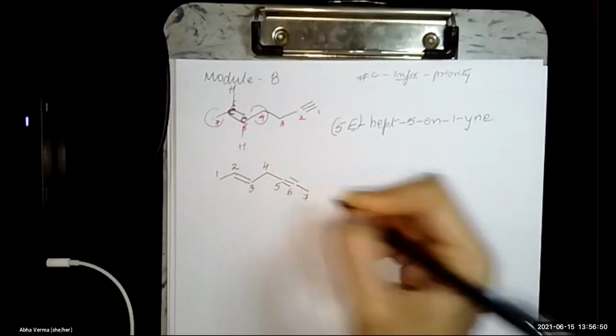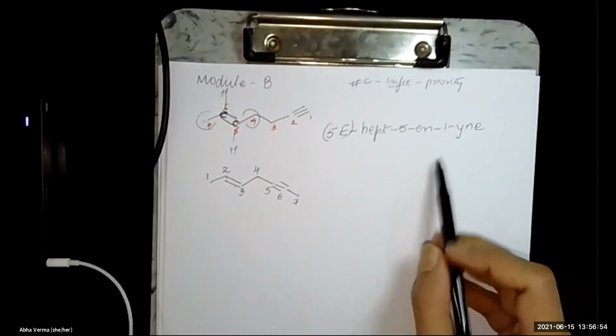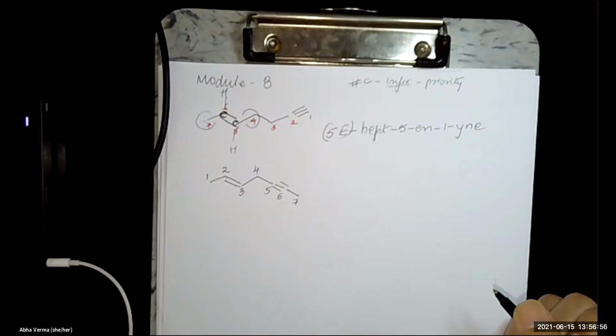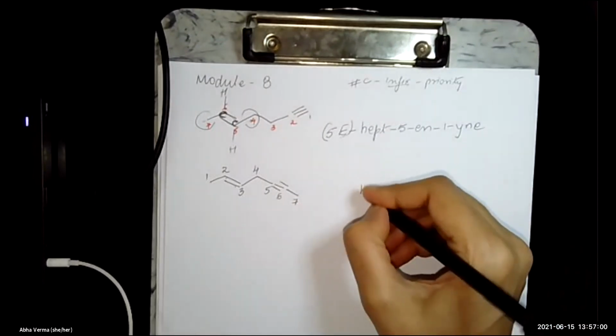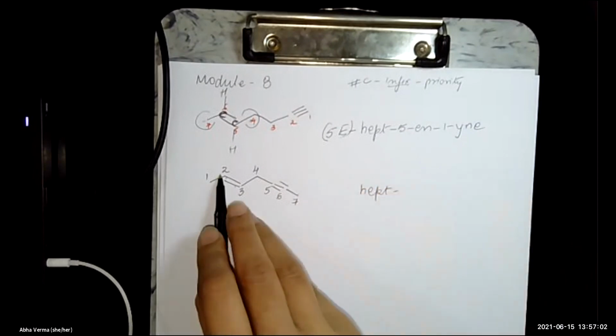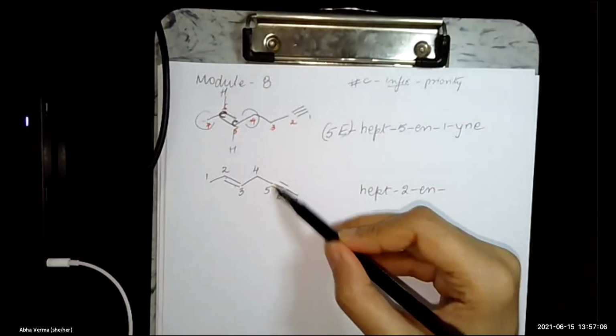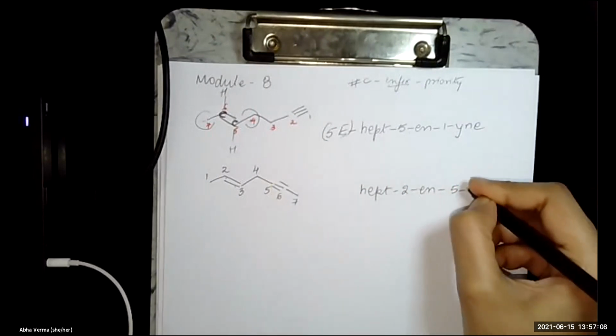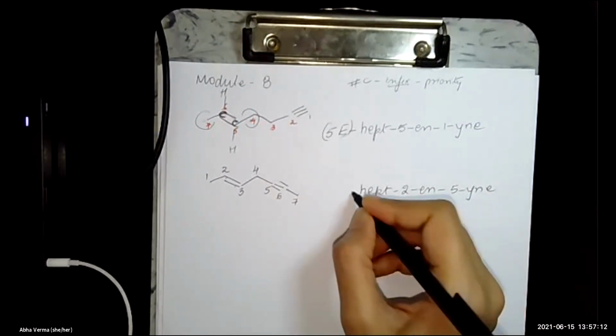However, the alkyne will still be the priority. So our name will definitely end with the YNE. So it's still a hept, but now it is 2E-5-yne. No other priority, so E.